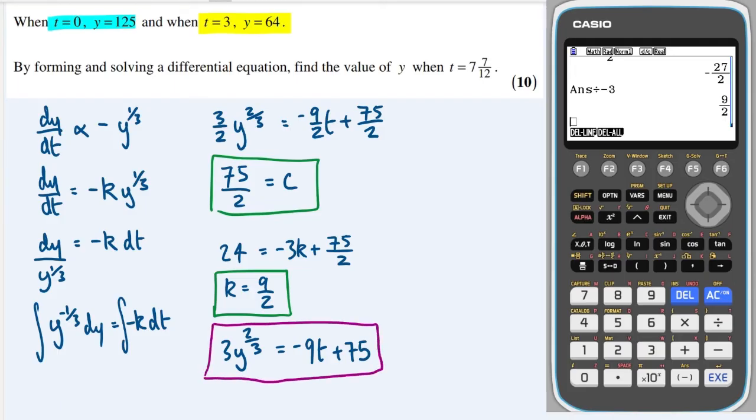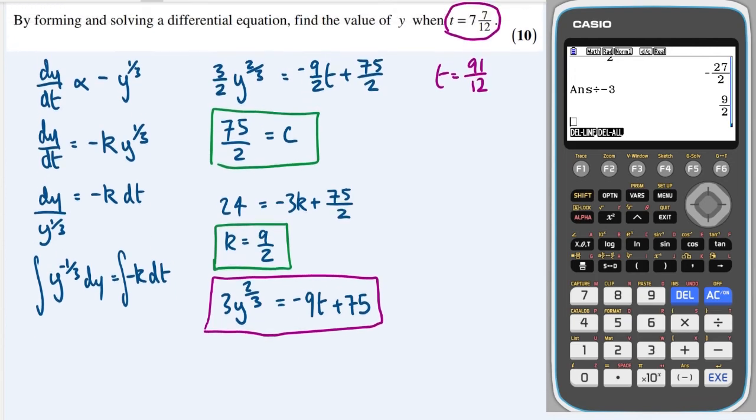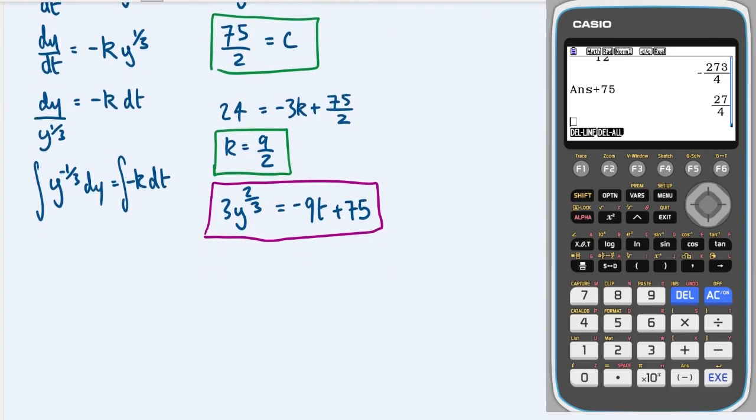solution, and I can use that now to find y by subbing in t is equal to this, and that incidentally is the same as 91 over 12, which might be easier. Okay, so subbing in, I'll get minus 9 times 91 over 12 plus 75 gives me 27 over 4. I think we might be able to do the rest without a calculator.